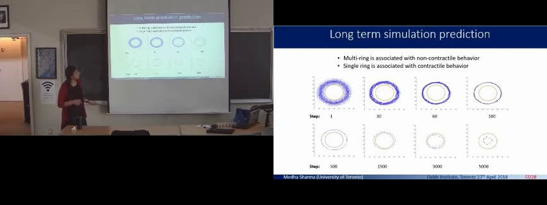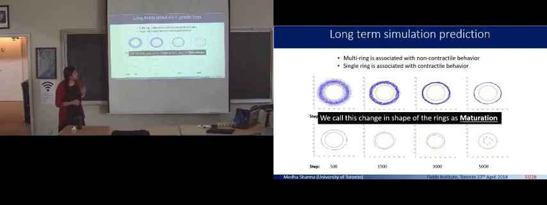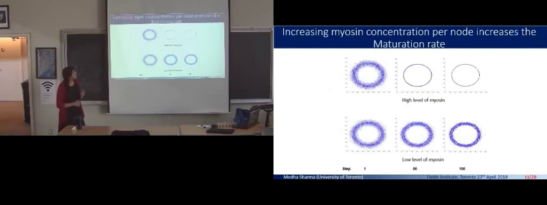But then we want to do some perturbation, to see if some variation of a parameter is going to affect it. Before doing that, I'm just calling this change in shape maturation. It doesn't mean anything; if there's a change in shape, I call it maturing. If I increase the myosin concentration on a node, so if I make the same node have more myosin, then I see that the maturation happens very fast. It thins down and starts to contract very quickly. So this is like a proof of principle that, okay, it works.